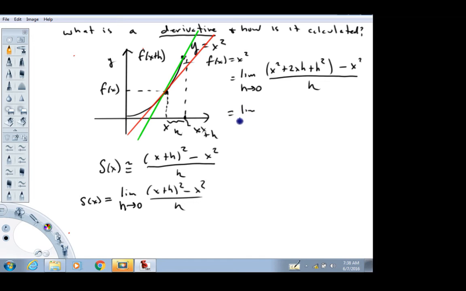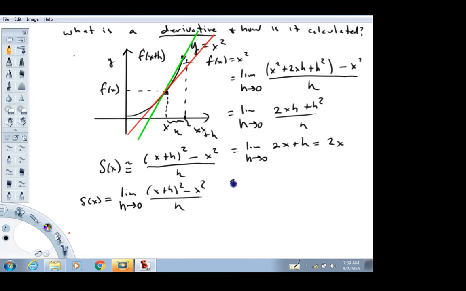Equals the limit as h goes to 0. Now as I look at this numerator, x squared minus x squared, those are gone. 2xh survives, plus h squared also survives, over h. Equals the limit as h goes to 0. You'll notice that an h divides out of both terms. So we just get the limit as h goes to 0 of 2x plus h. And when we take the limit as h goes to 0, this equals 2x.